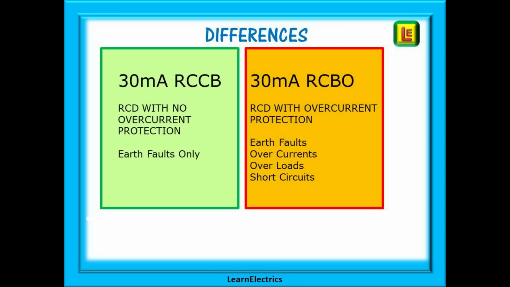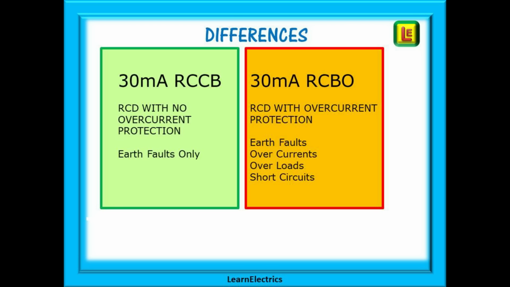There are important differences between RCCBs and RCBOs. A healthy 30 mA RCCB must have tripped at 30 mA or above. The actual trigger range is between 15 mA and 30 mA. It will only trip with earth currents, which cause the difference between line and neutral. The RCBO works as above.